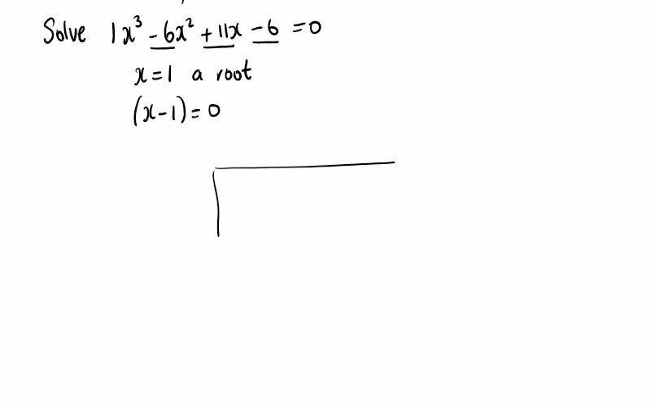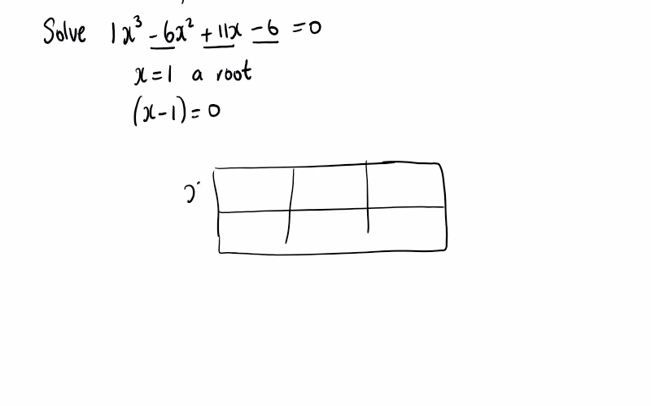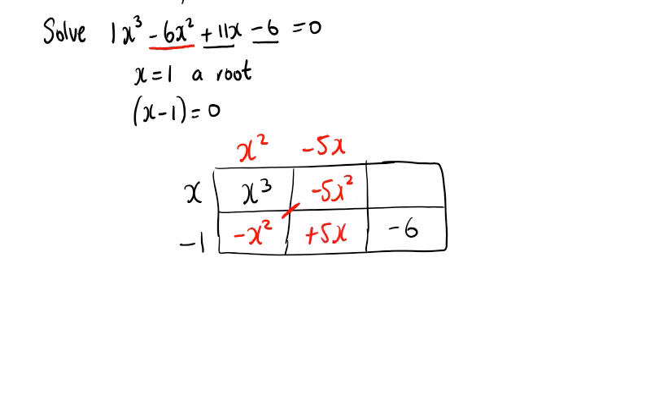So setting up your box, x minus 1, first term, last term, and now let's divide in. x into x cubed is x squared, minus 1 by x squared is minus x squared. Jump up to see how many x squareds we want. We want minus 6, so I need another minus 5 of them. x into minus 5x squared is minus 5x. Minus 5x by minus 1 is plus 5x. Jumping up to see how many x's we want, 11 of them, so I need another plus 6x.